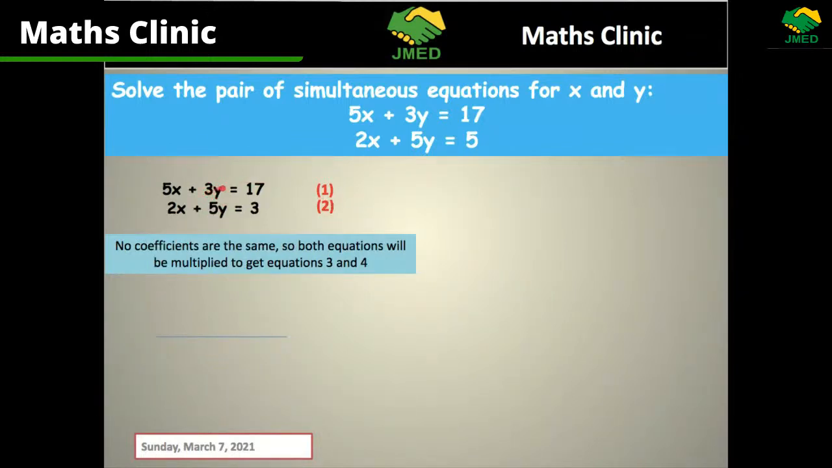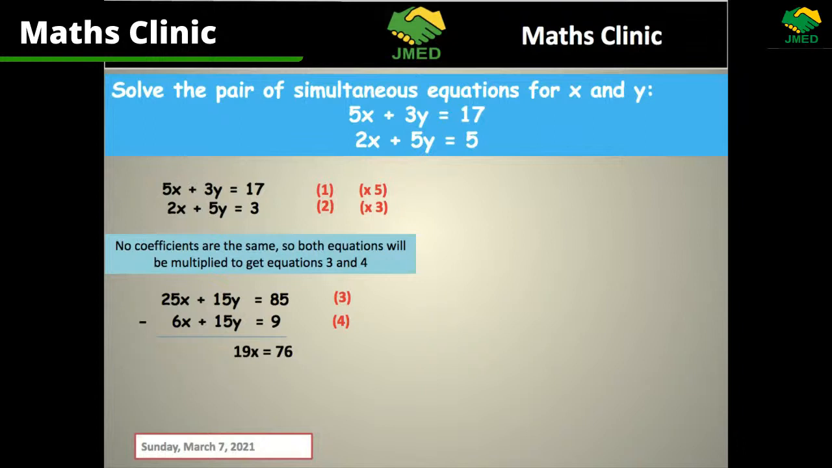So I'm going to multiply this equation by 5 to get 25x plus 15y equals 85. And I'm going to multiply the second equation by 3 to get 6x plus 15y equals 9. Again, I'm going for y. But in this case, we have the same coefficient, 15 and 15 in front of y, so we can take away. And that's equation 4. So we take away 25, take away 6 is 19, and 85 take away 9 is going to give us 76. So we have a nice equation here.